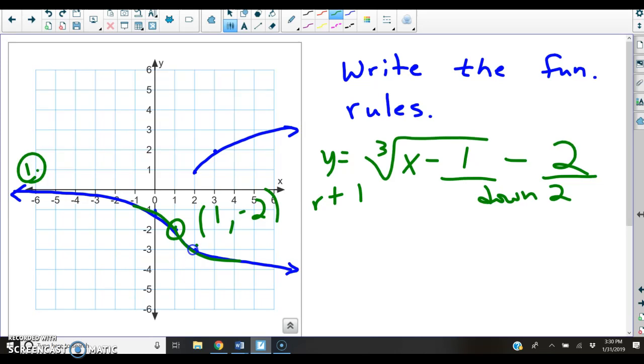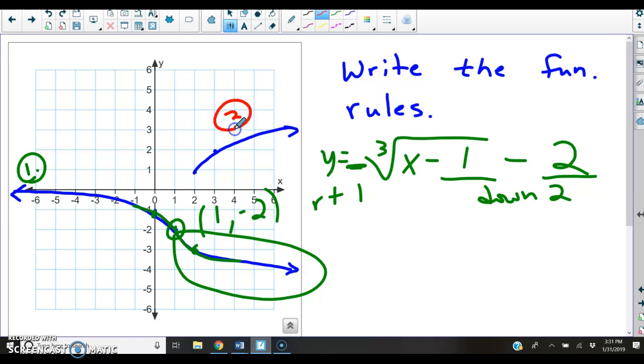Since this is 1, square root of 1 is 1, and this is 1, 1 away from it, left 1, up 1. The only other thing I think we need is this should be negative because the right-hand half is going downward instead of upward. How do you check this? Go back to Desmos.